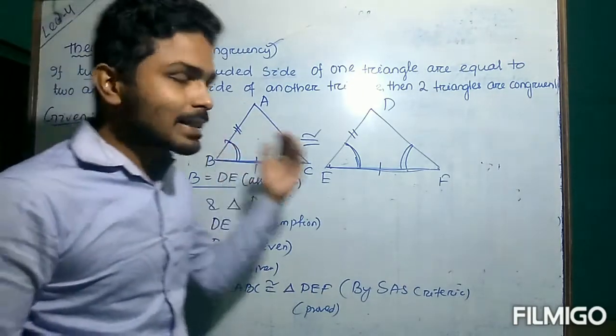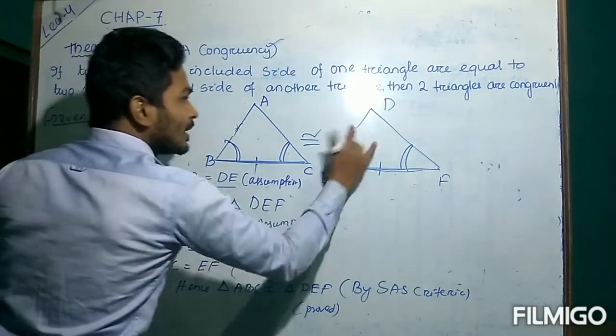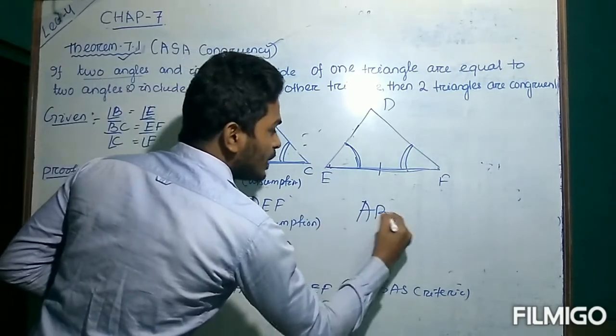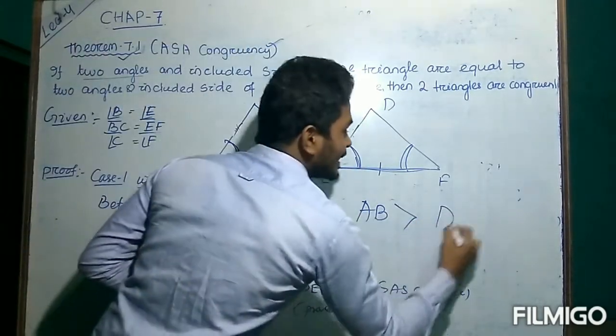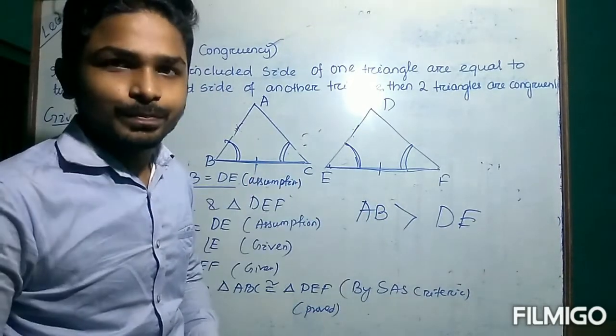Now we'll move towards case number 2, where this side AB will be greater than DE. Okay, so let's move to condition number 2.